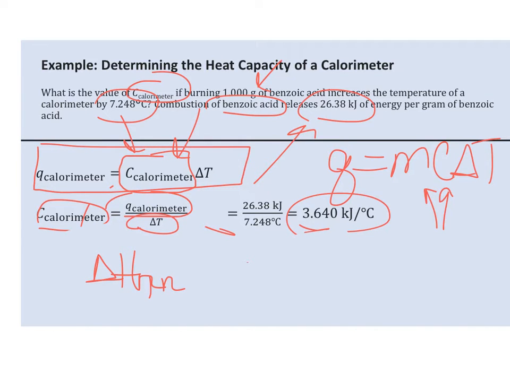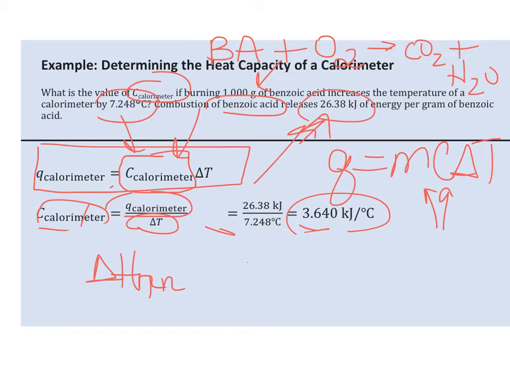How would you get from Q, which they gave you, to delta H? Now remember, delta H typically has units of per mole, right? Because it's a combustion reaction now. So if we were to write out a reaction, which you don't really need to do, but benzoic acid, any combustion reaction has oxygen as a reactant.